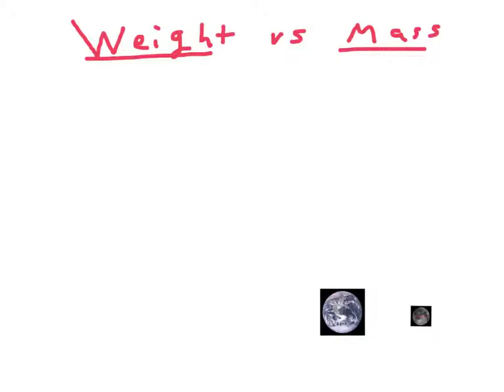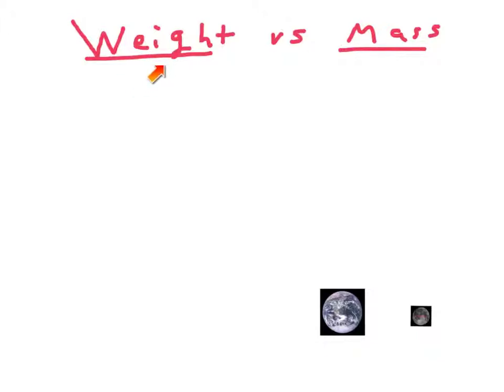So mass is basically the amount of stuff in an object. Weight is a measurement of how attracted those two objects are to each other. And for example, if you increase the mass, you will increase the gravitational attraction.